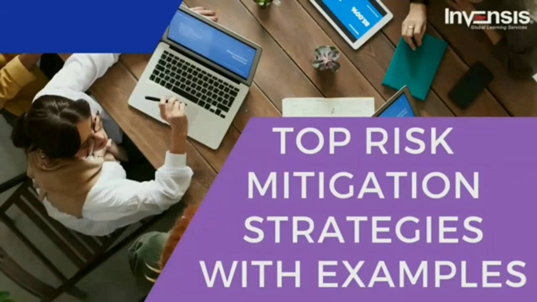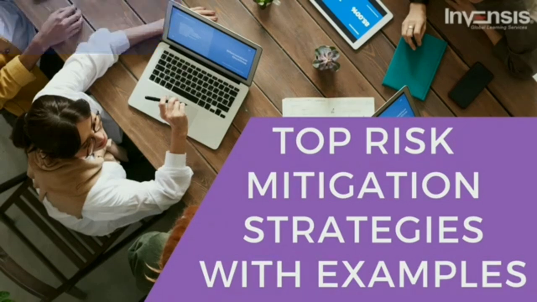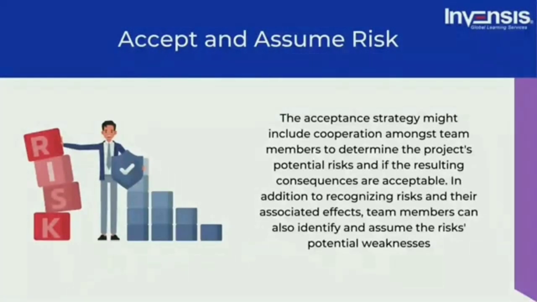Top risk mitigation strategies with examples. Appropriate risk mitigation involves determining potential risks to a project, such as team revenue, product failure, and scope creep, and then implementing strategies to reduce or eliminate the risk. Here in risk mitigation planning and monitoring, the following methods can be used. First, accept and assume risk.